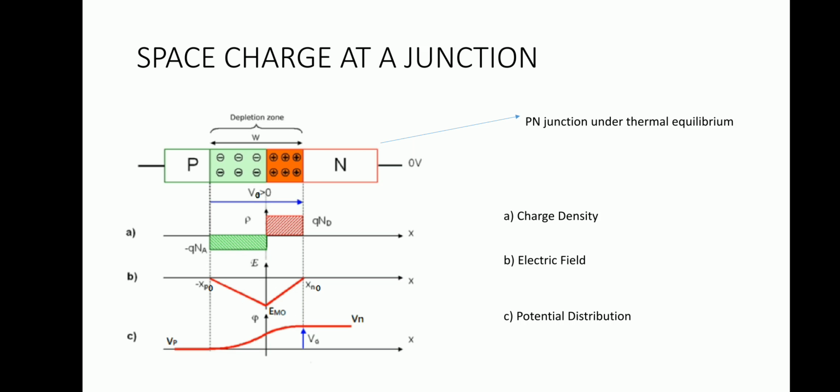The first figure, A, represents the charge density. On the n side the charge density is marked as qNd, and on the p side it is marked as minus qNa. The depth of depletion region extension towards the p side is represented as minus xp0, and that of the n side is represented as xn0. In the electric field curve we can see where xp0 and xn0 are.